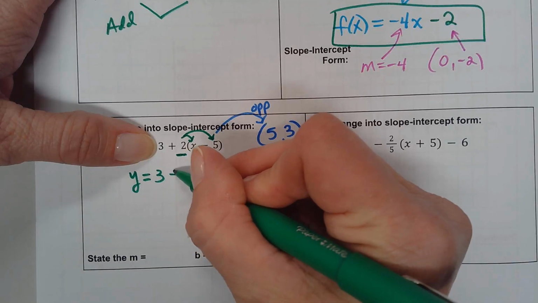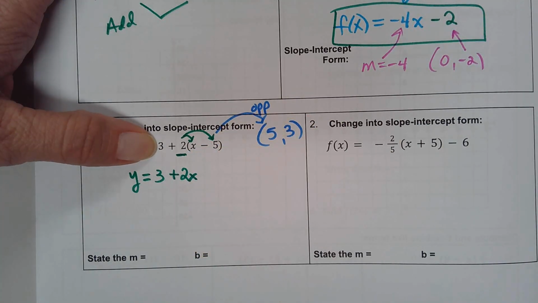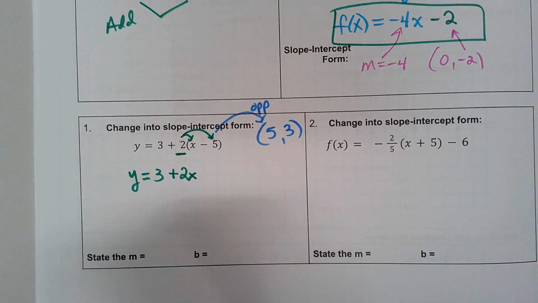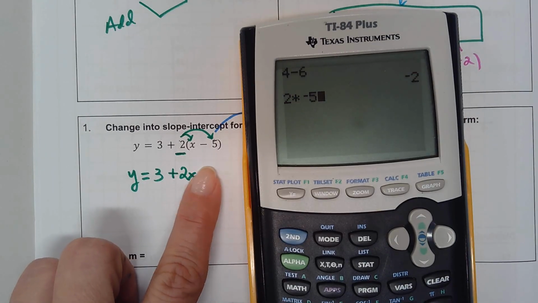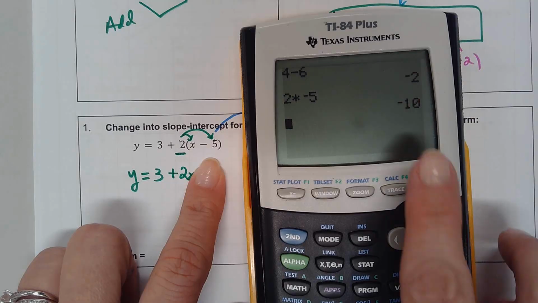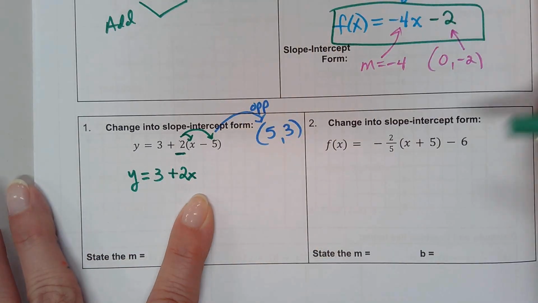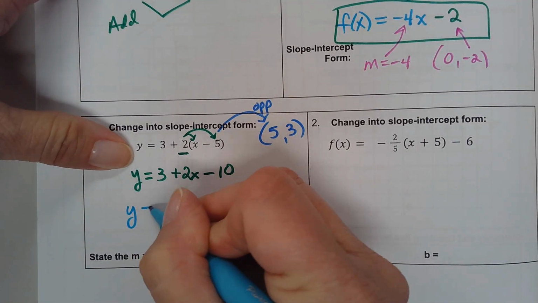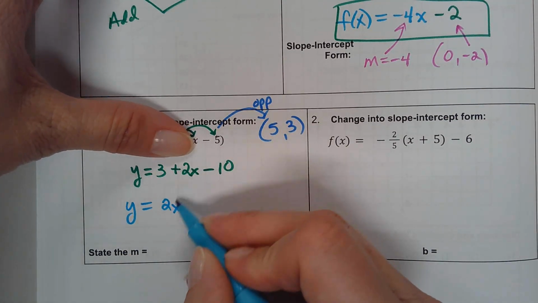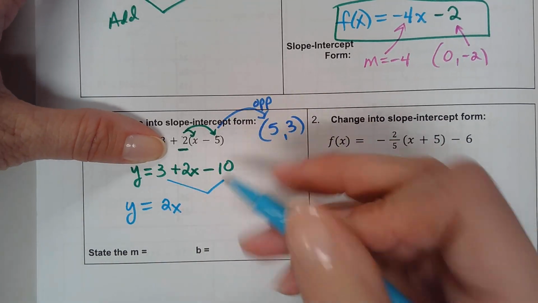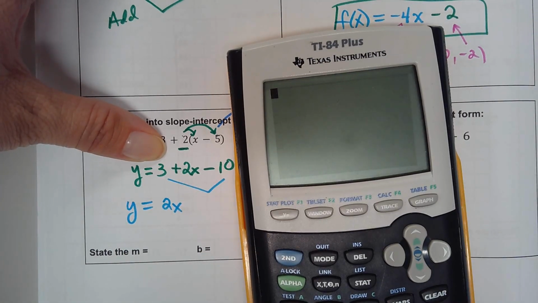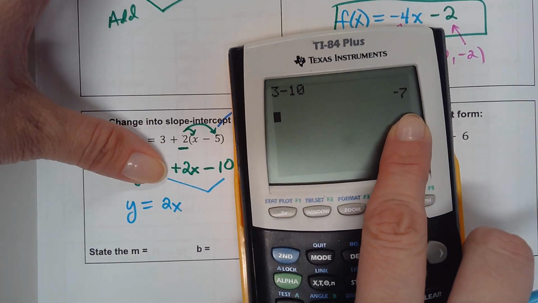+2 times x makes +2x. +2 times -5. +2 times -5 makes a -10. So let's put -10. And then the second step would be to add the like terms. So we have y equals, I'm going to write down the 2x first. And these like terms right here, 3 minus 10. So now it is subtract. 3 minus 10 makes a -7.